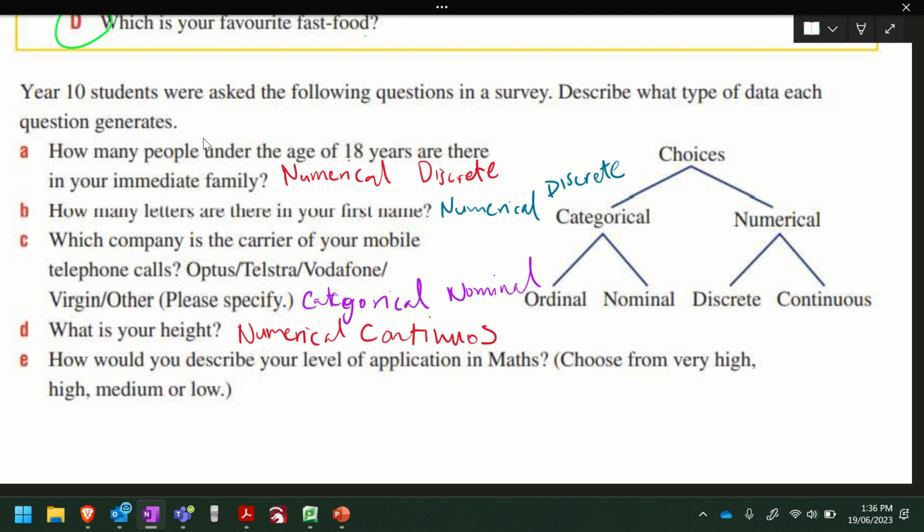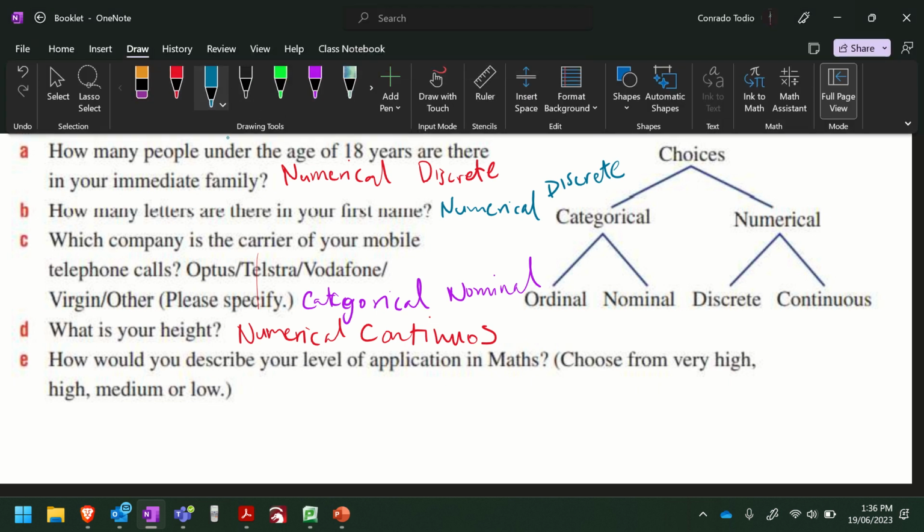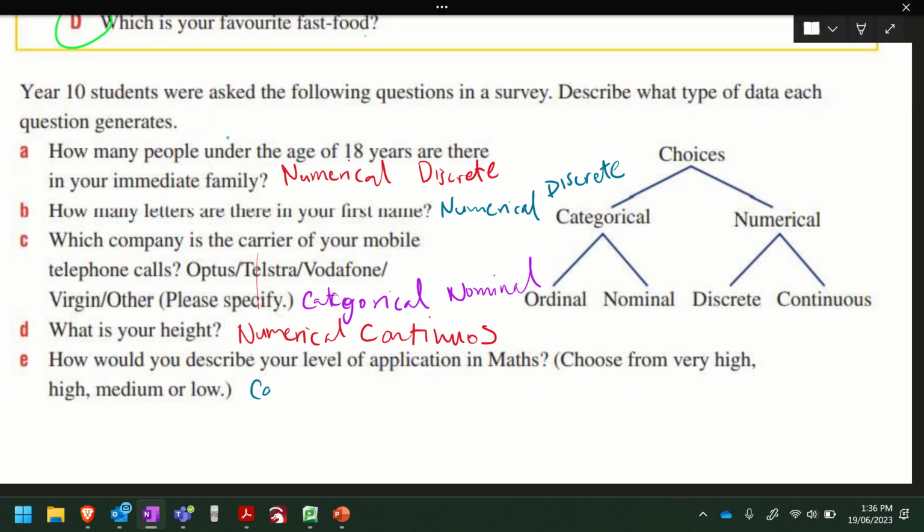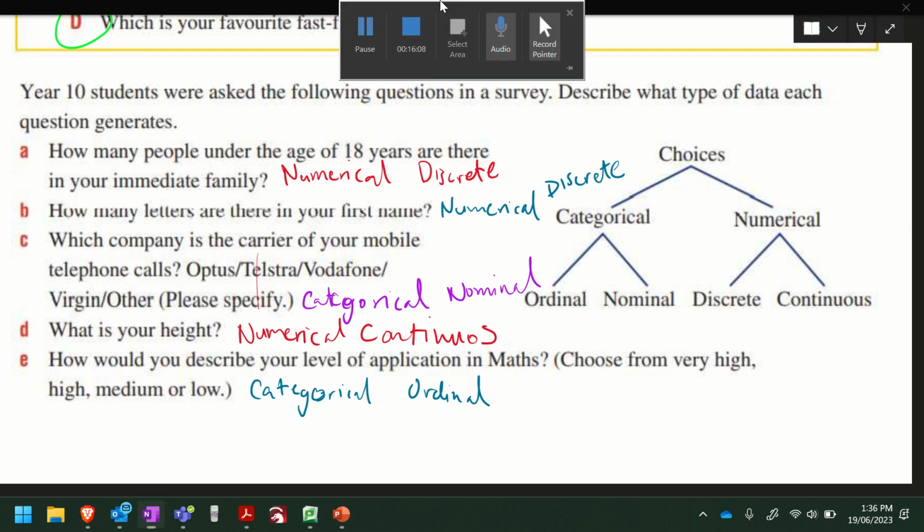Last one, Joy. How would you describe your level of application in maths? Choose from very high, high, medium, or low. Very good. So it's cat nom. Actually, it's actually ordinal, sorry. Because there's an order to that. Low, medium, high. Yes.